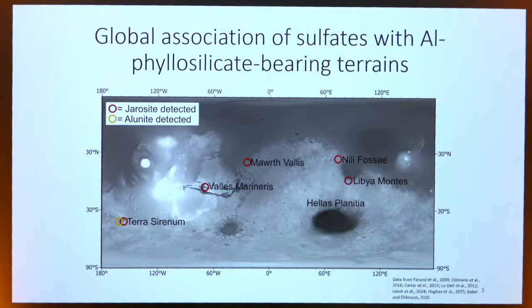And as we have heard, there are a number of alteration products associated with these, but for the purposes of my project, I'm primarily focusing on sulfates in the jarosite to alunite solid solution, and these are sulfates that form under highly acidic conditions. And we can see that they have been found associated with aluminum phyllosilicate in most of these regions.